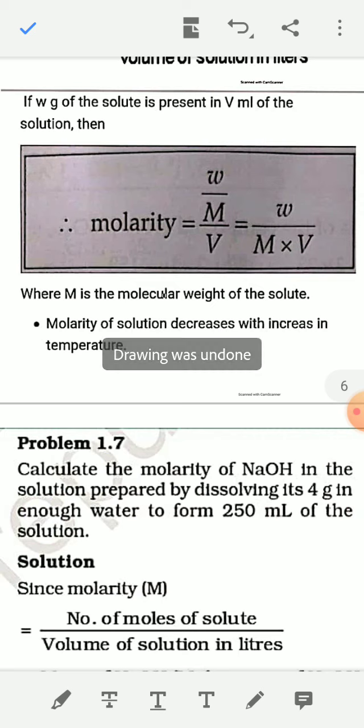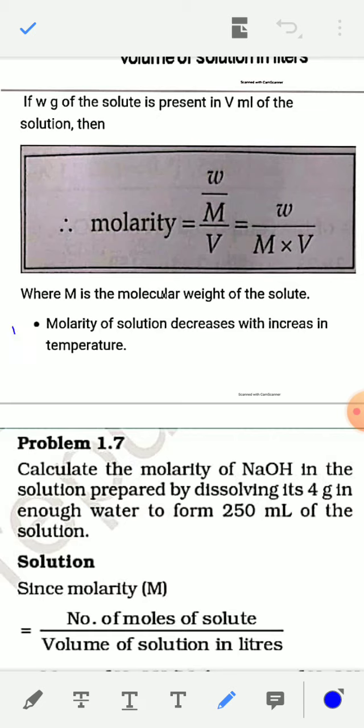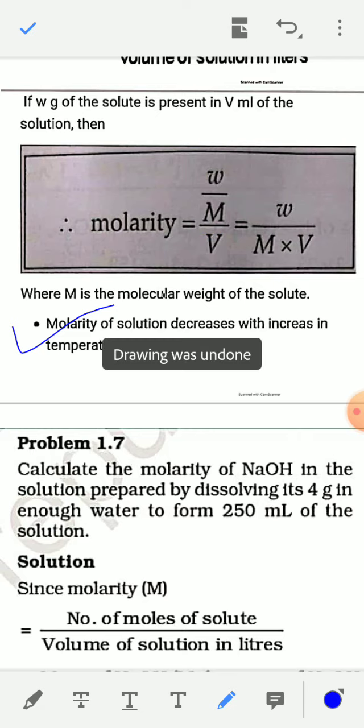Molarity means mass of solute divided by molecular weight of solute into volume of solution in liter. Here M is the molecular weight of solute. Molarity of solution decreases with increasing temperature. This is because molarity means number of moles per liter of solution, and as the volume of the solution changes with temperature, molarity of solution decreases with increase in temperature.